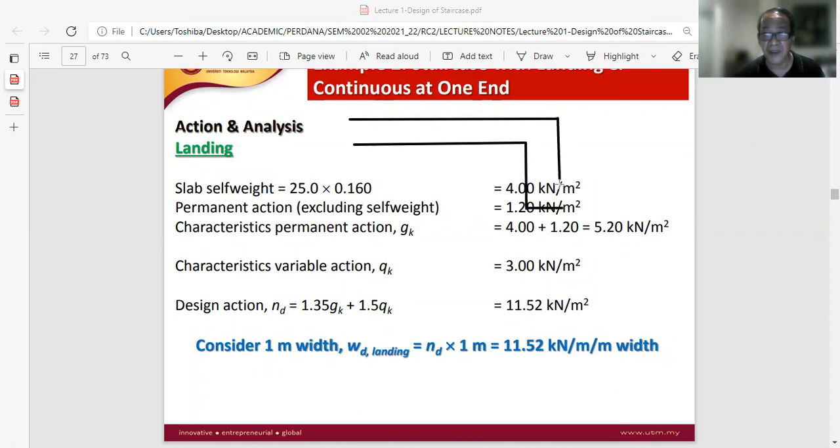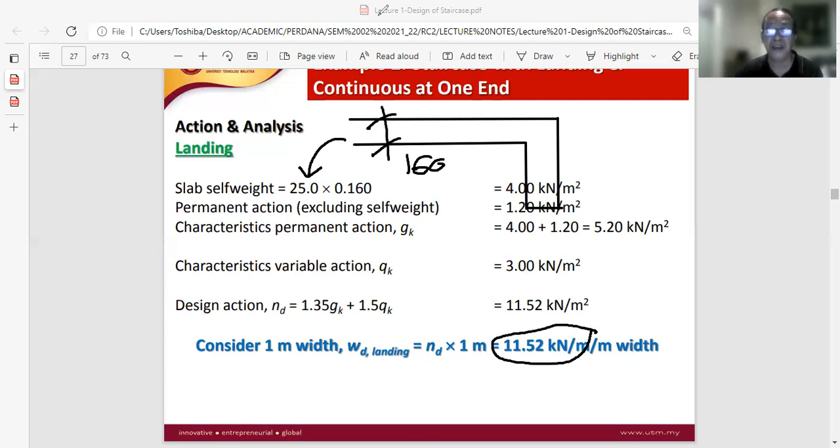And I have my beam di sini. So this thickness, okay, tebal yang ini for the landing is also maintained at 160 mm. So the thickness for the staircase dengan landing sama, 160. So from 160, maka dapatlah self weight dia 4 kilonewton per meter square. This is the loading for bahagian landing sahaja.